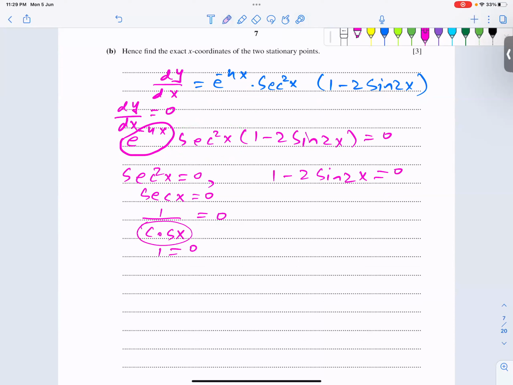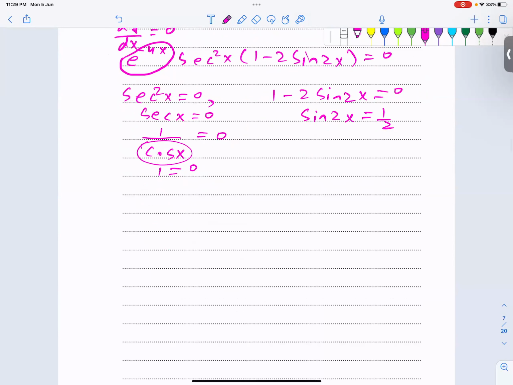Now from the last equation, you will have sine 2x equal to 1 over 2. Now this is very, very easy. Just draw the xy plane.